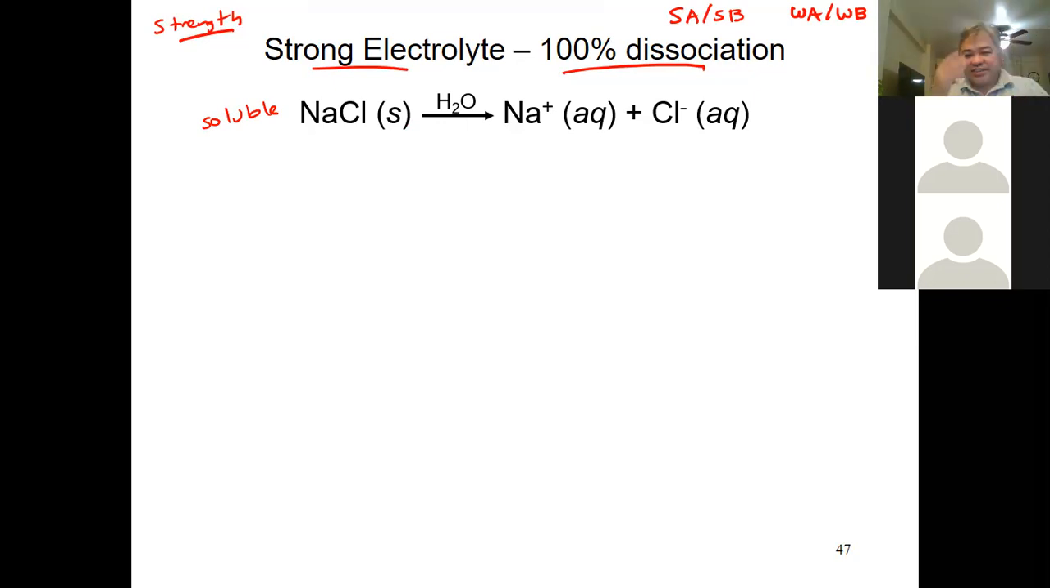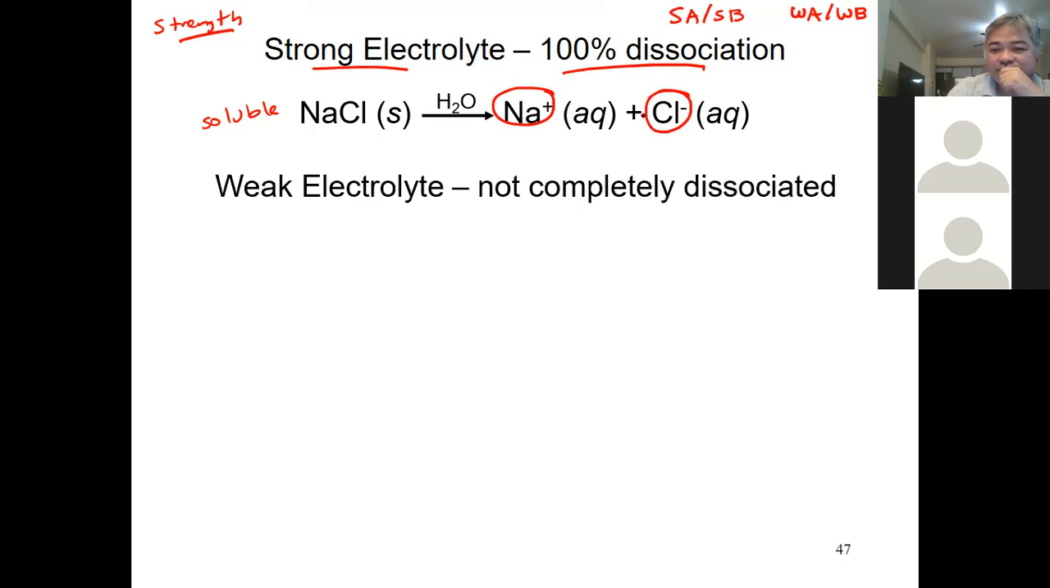Kapag na-dissolve ba lahat ng NaCl sa solution, makikita nyo pa yung sodium chloride? The answer is what? No. No, because they already dissociate to give you what? Na plus and Cl minus. So the same thing with strong acids and strong base.